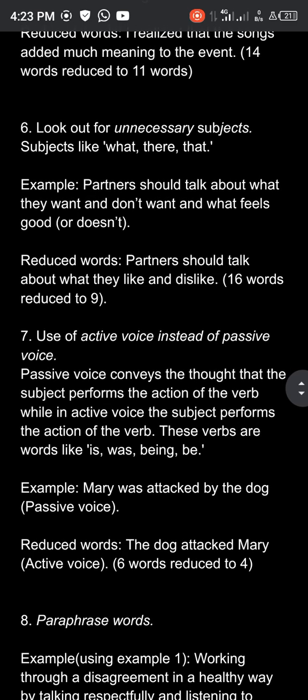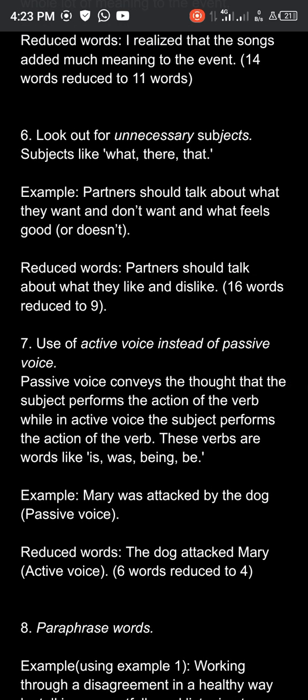So now let's look at the sixth tip. Tip number 6: look out for unnecessary subjects, like "what", "there", "then", "that". Now the example we have there: "Partners should talk about what they want and don't want, and what feels good or doesn't."